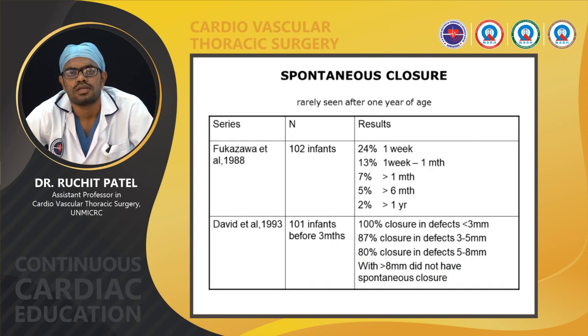Spontaneous closure is rare after 1 year of age, usually occurs within the first 6 months of life, and as per size of the defect, those with more than 8 mm are unlikely to have spontaneous closure later in life.